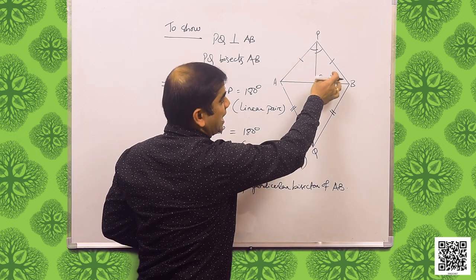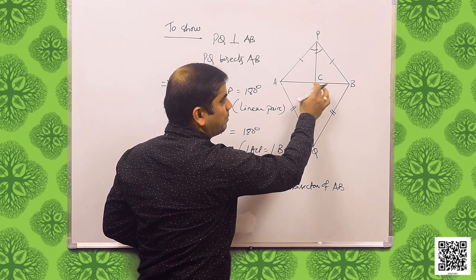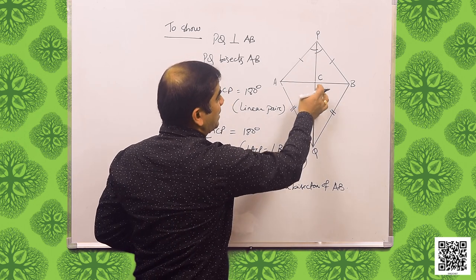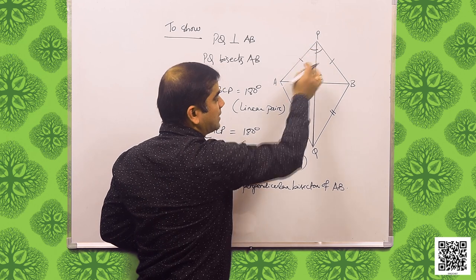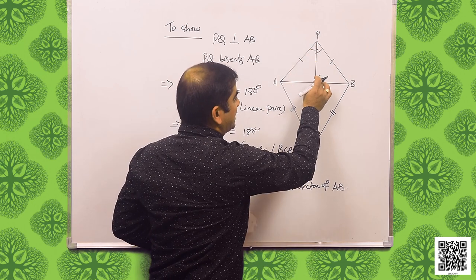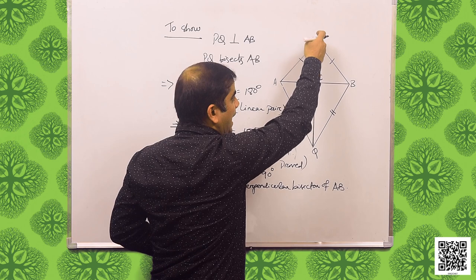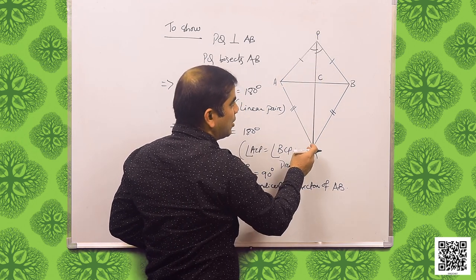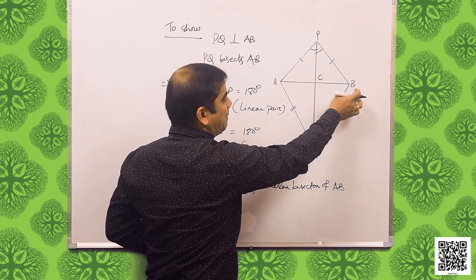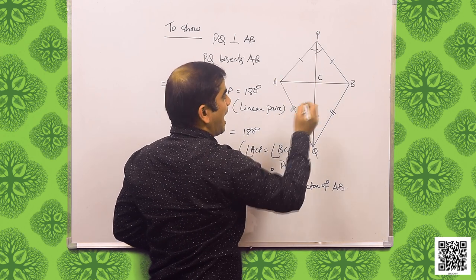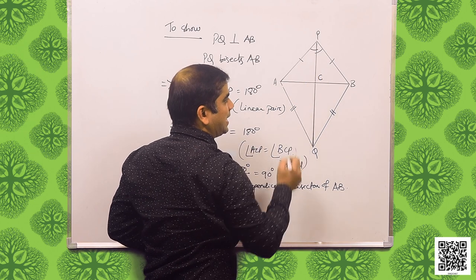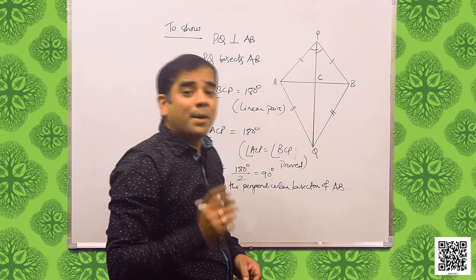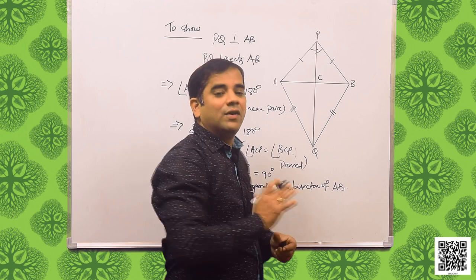As these two triangles are congruent, AC is equal to BC. We have also proved that angle ACP is a right angle. That means C is the midpoint of AB. When I extend PC, it reaches Q. So PQ is the line segment which is bisecting AB at point C, and as ACP is 90 degrees, that means PQ is the perpendicular bisector of AB.